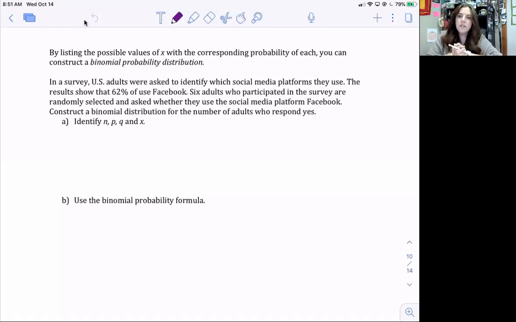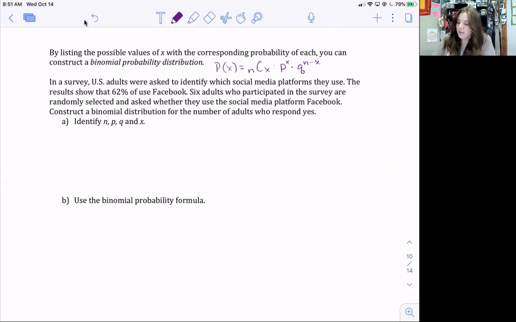Okay, so today we're going to finish up 4.2 binomial probability, and we're going to start off by looking at binomial probability distributions. So remember our formula for binomial probability was P of x equals n combination x times p to the x power times q to the n minus x power. Remember, n was the number of trials, x was the number of successful trials, p is the probability of success, and q is the probability of failure.